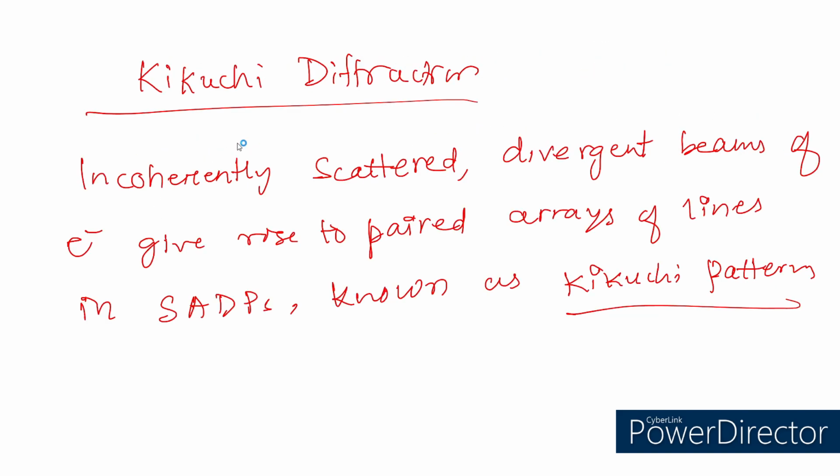So coming to Kikuchi diffraction. The incoherently scattered divergent beams of electrons give rise to paired arrays of lines in the diffraction pattern, and they are known as Kikuchi patterns.